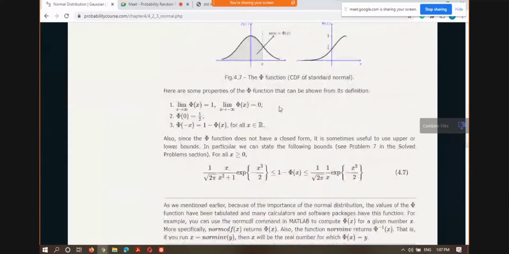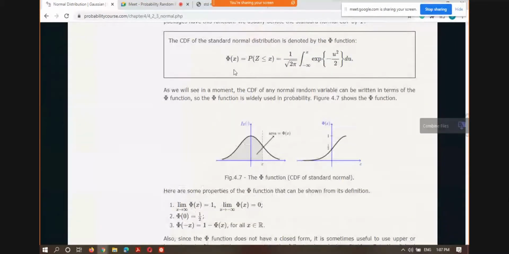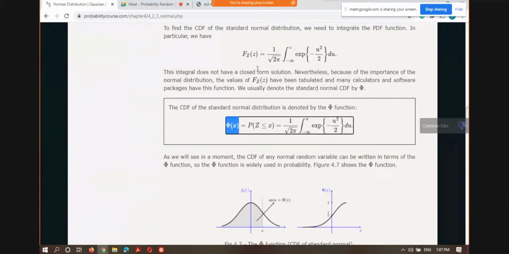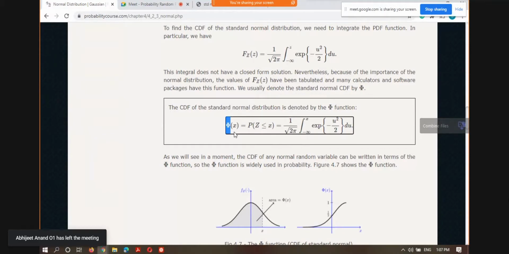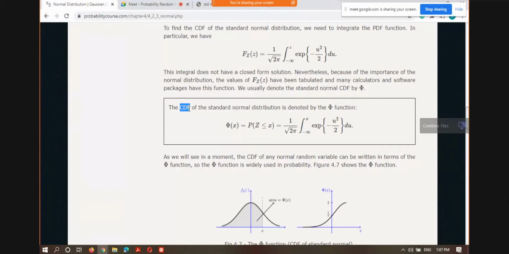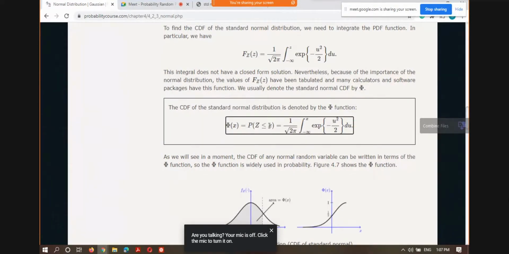And then we have also found this probability distribution function, or cumulative distribution function, capital F(x). But for this standard normal distribution, we represent its capital F(z) instead by this special capital phi. Capital phi(x) represents the cumulative distribution function for the standard normal random variable, and it is defined as the probability of Z less than or equal to x.